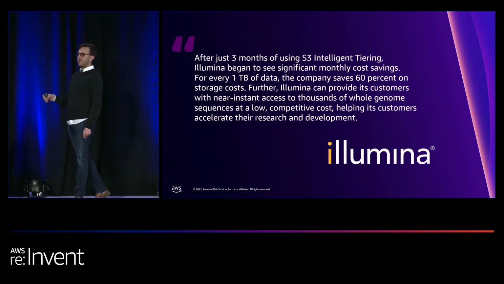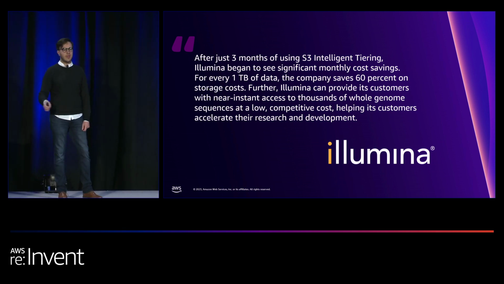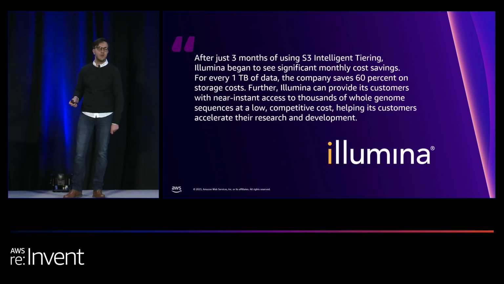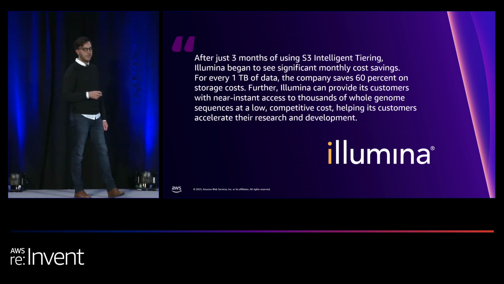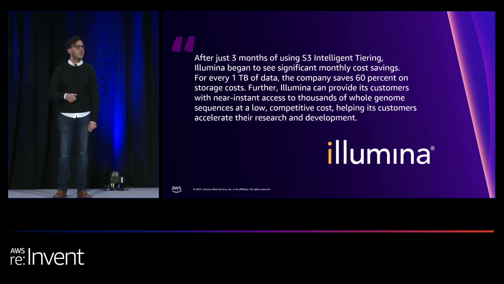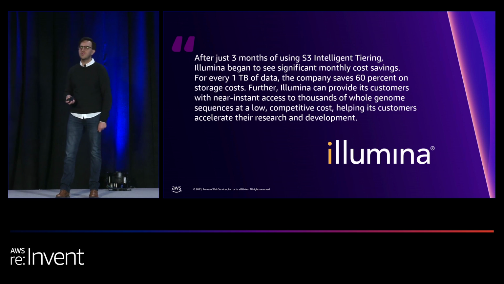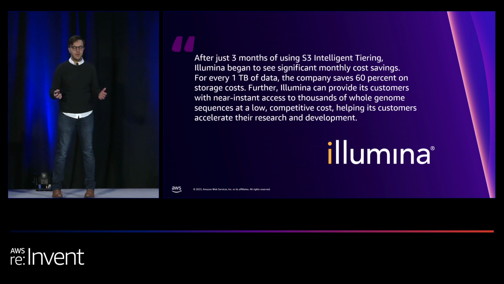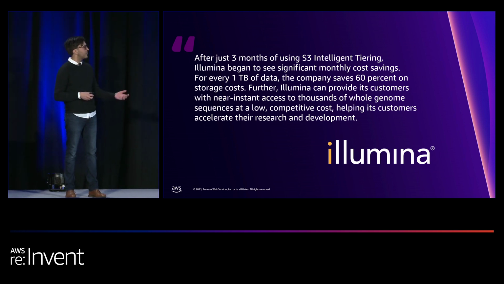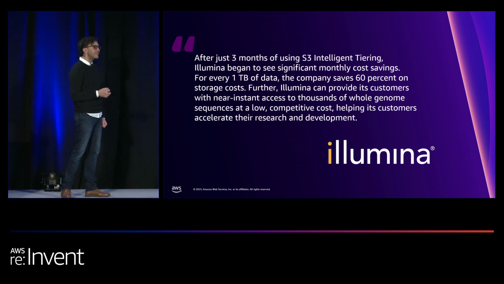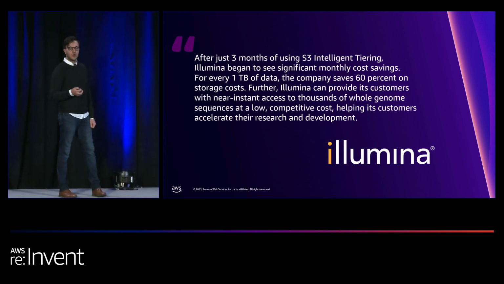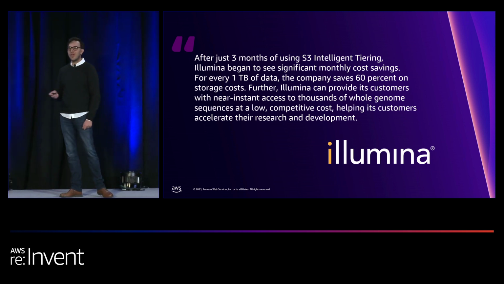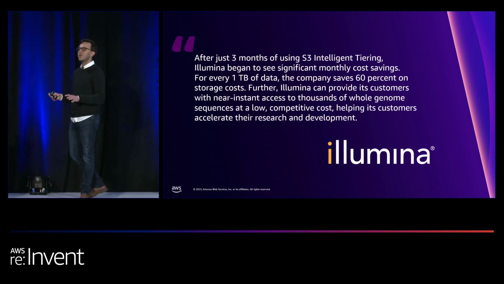Now, there's a lot of customers who are using S3 Intelligent Tiering today to automatically optimize their storage. One very specific example is Illumina, who's making rapid advancements in life science research to improve human health. Now, one of the challenges that Illumina faced was storing petabytes of genetic data at a very low cost. And they moved roughly 50 petabytes of data into S3 Intelligent Tiering and saw a 60% reduction in data storage costs without impacting their performance.